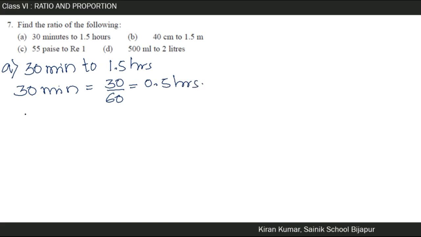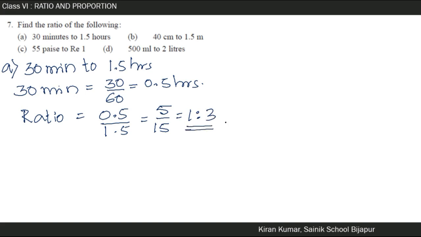Now the required ratio will be equal to 0.5 upon 1.5. We can multiply both the numerator and denominator by 10. We'll be getting 5 upon 15, which is 1 is to 3.